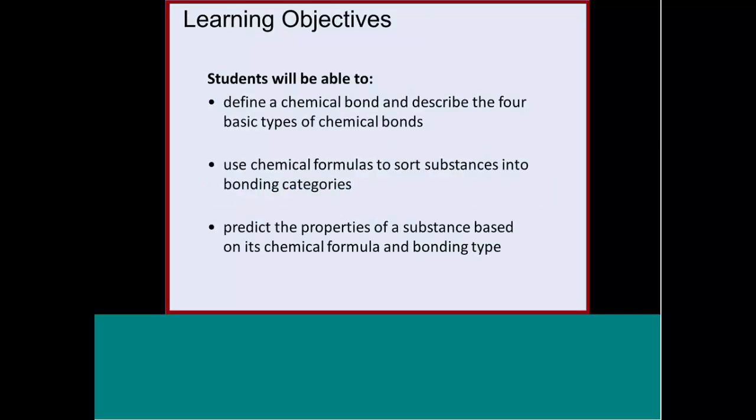And so in this particular lesson, the learning objectives are to have students define what a chemical bond is and describe 4 basic types of chemical bonds, to use chemical formulas to sort substances into bonding categories, and to predict the properties of a substance based on its chemical formula and bonding type.